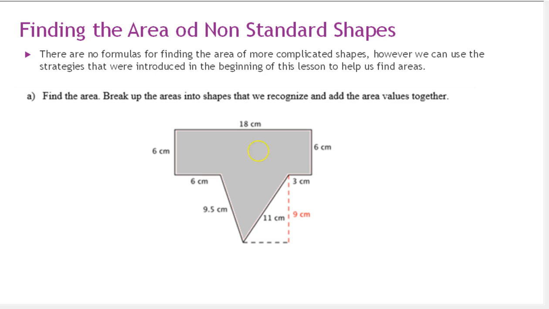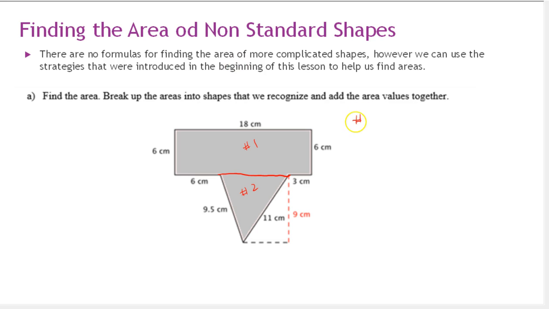And I look at this and I see a rectangle with a triangle tacked on to the bottom of it. So I'm going to cut this right here, and I'm going to find the area of this rectangle and this triangle and add the results together.